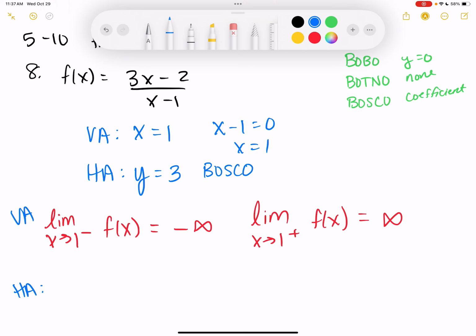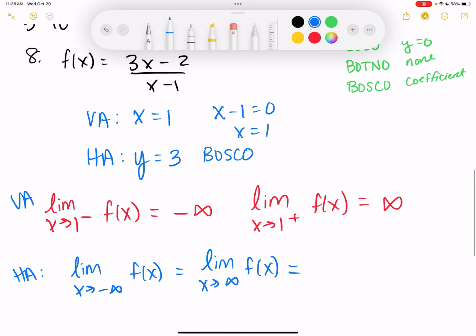All right, for the horizontal one, we look at the limit as x approaches negative infinity of f of x. It should be equal to the limit as x approaches positive infinity of f of x. And we're going to find what that number is. If I plug in negative infinity, then all I care about is the highest powered terms only. So if I plugged in 3 times 500 over 500, canceling the x's, what do I get? 3.